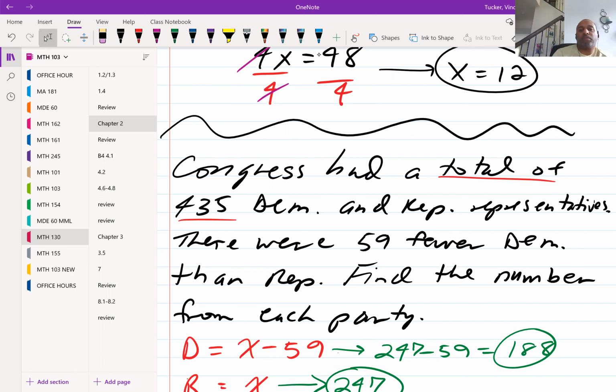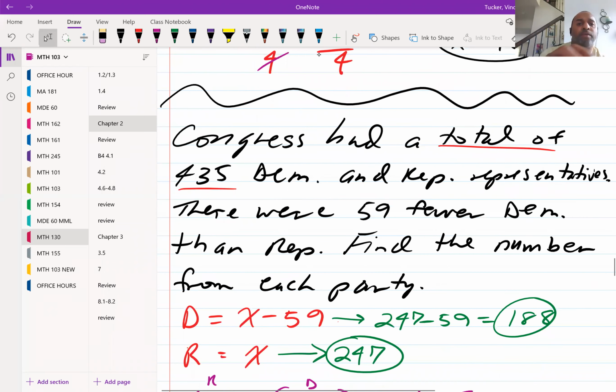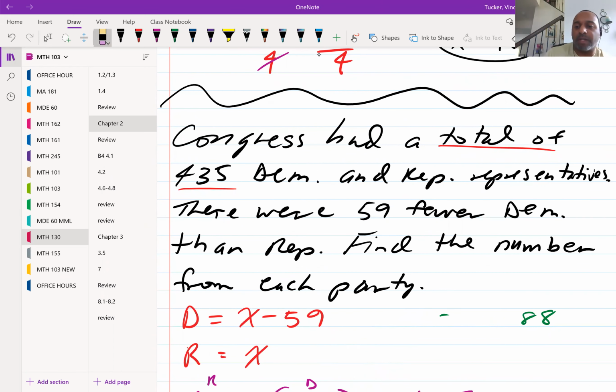Everybody written it down? Okay. So the green, that's the answer, so let me erase that. I don't want to get ahead of ourselves. So we need to be able to represent each unknown, just like we did with the pieces of board, with an algebraic representation. So it says there were 59 fewer Democrats than Republicans. So if that's the case, we can let x be our Republicans, and then x minus 59 will be our Democrats, because there were 59 fewer Democrats than Republicans.